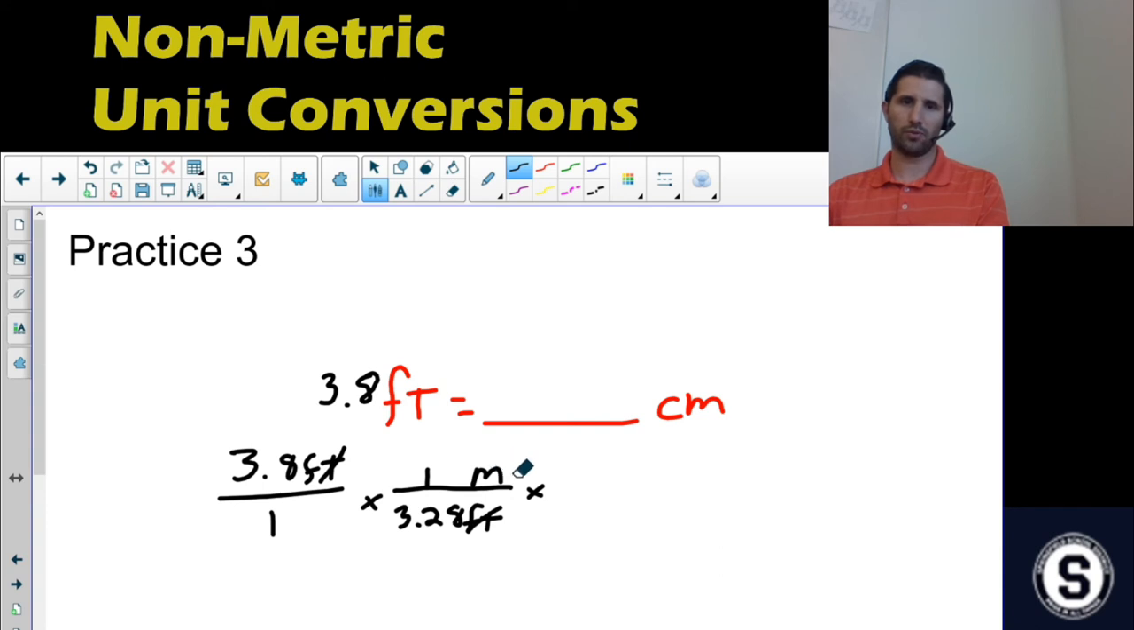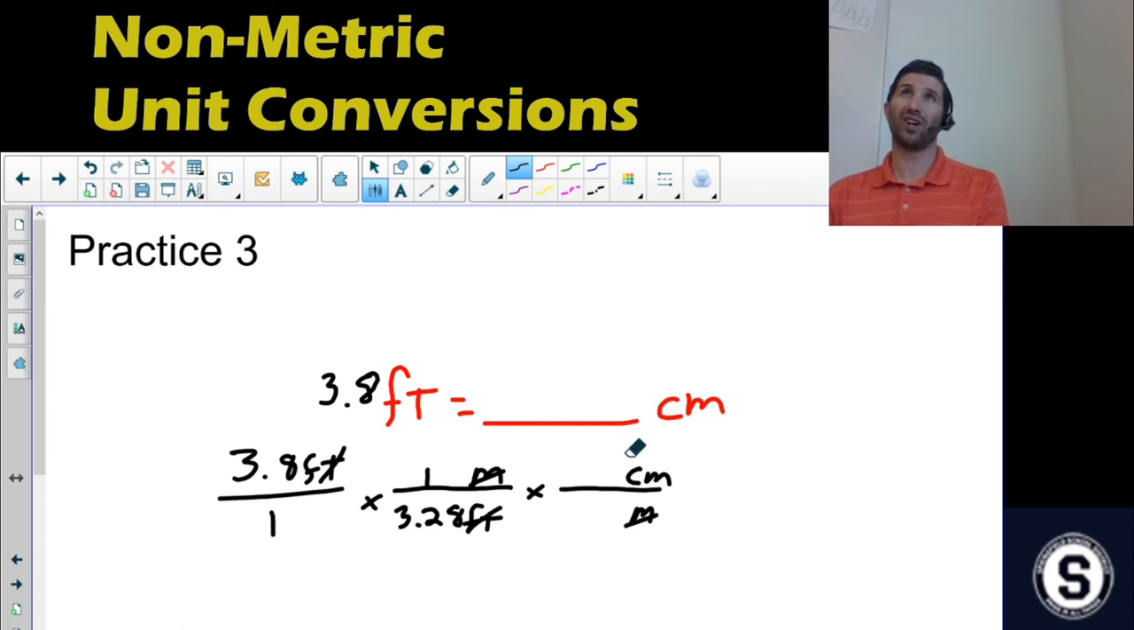But we don't want meters, we want centimeters. So we have one last step. Okay, I don't want meters, so I'm going to have to make sure the meters are on the bottom here so they cancel out with the top there. And I'm going to put centimeters up here. And then I have to think about how many centimeters are in a meter. Well, that's one of those ones we're supposed to memorize.